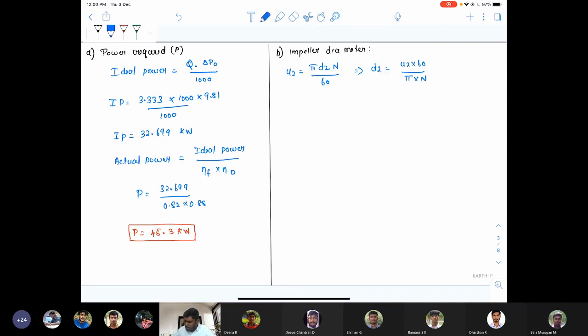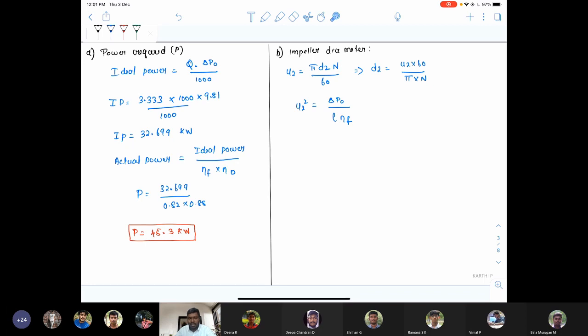The value of U2 is given by an equation: U2 square is equal to delta P naught divided by rho into eta F. This equation is written from the efficiency equation, eta F is equal to rho U square divided by delta P naught. There is a lot of procedure to derive this equation, but simply remember that U2 square is equal to delta P naught divided by rho eta F.